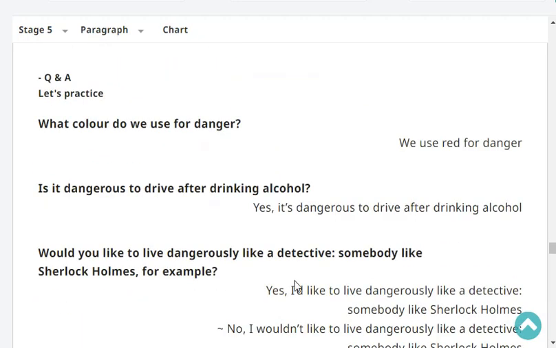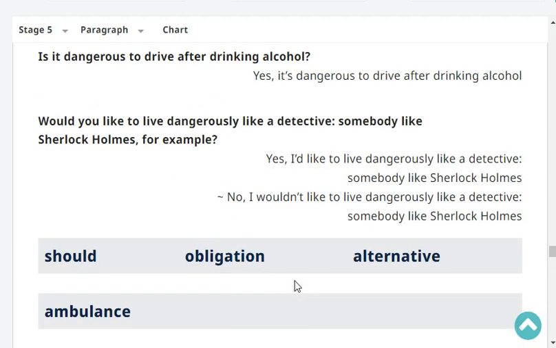Okay, let's practice. What color do we use for danger? We use red for danger. Is it dangerous to drive after drinking alcohol? Yes, it's dangerous to drive after drinking alcohol. Very good. Would you like to live dangerously like a detective, somebody like Sherlock Holmes, for example?